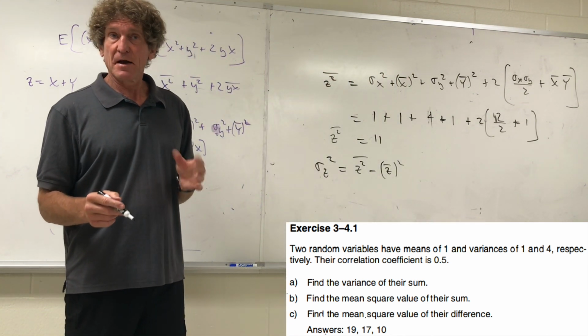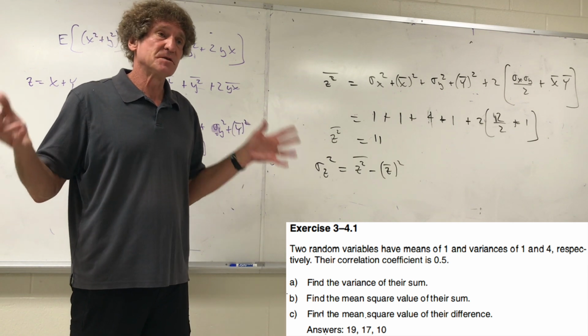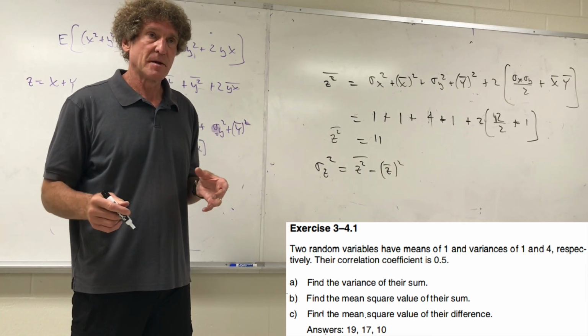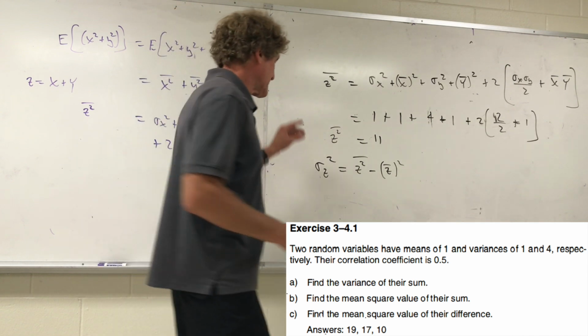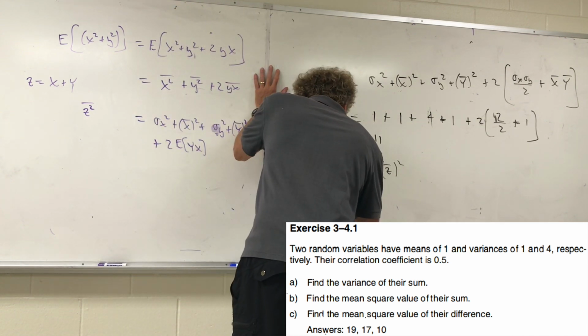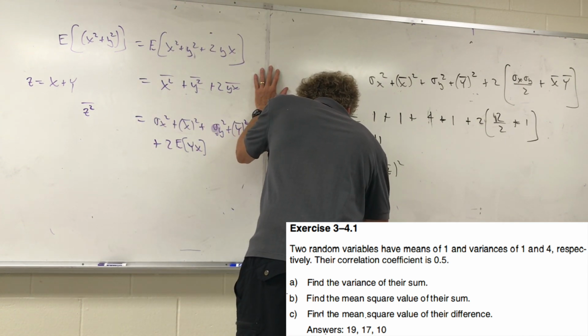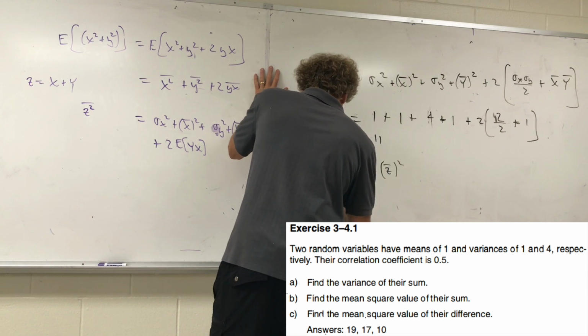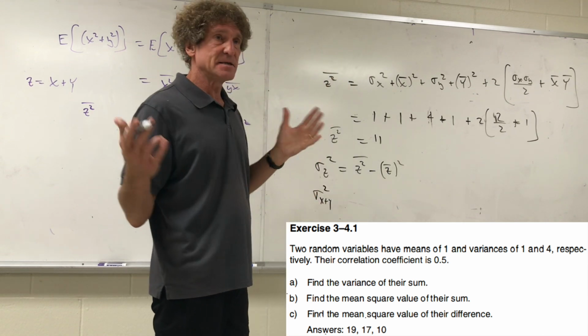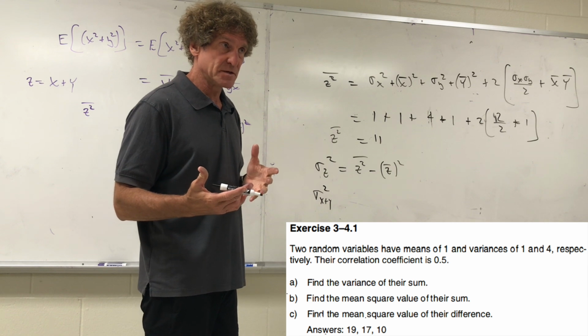Now, I don't want to go too fast. Everybody see what I'm doing. I'm just using z to represent x plus y. And you could write this, and he does in the book, as sigma of x plus y squared, instead of putting z, but z is easier. It makes more sense to me.